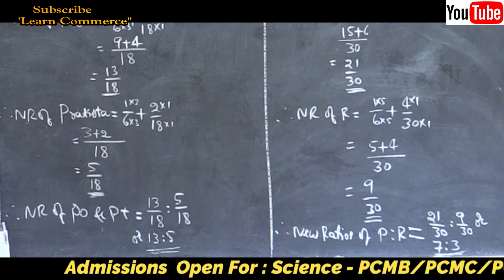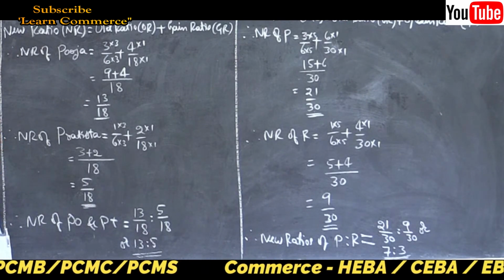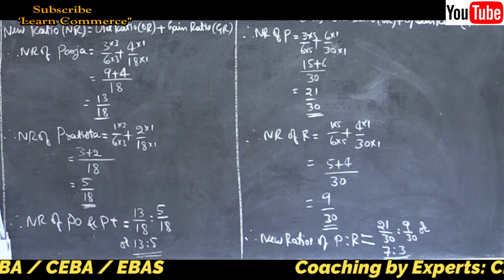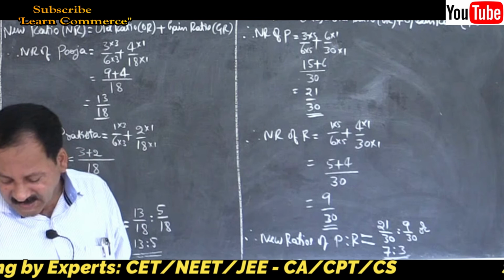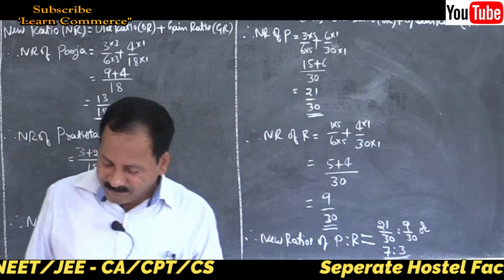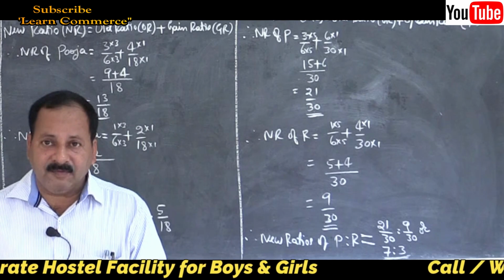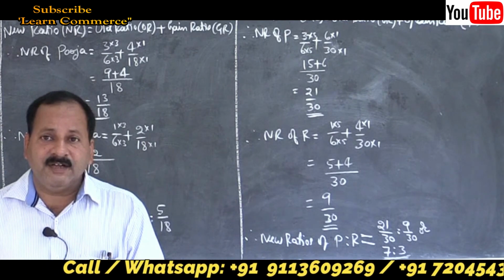So that is how you have to solve the problem whenever there is a problem given to calculate new profit sharing ratio. Take this problem number 9, Pooja Priya, as your assignment problem. Solve the problem and submit it on time.